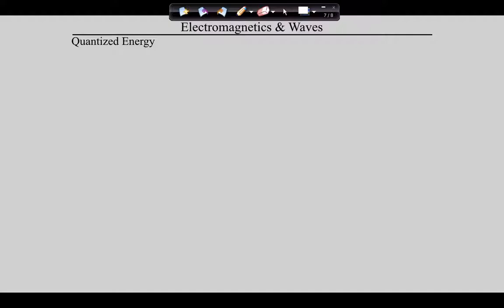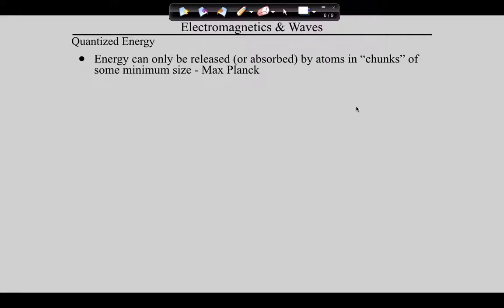Okay, so guys, the person that first really dug into this was a guy named Max Planck, or Planck, maybe more correct. And here's what he learned. He learned that when atoms release energy in the form of light, this light comes in discrete chunks of some minimum amount, some minimum size, if you will. And he gave these chunks a name. He termed them quanta.